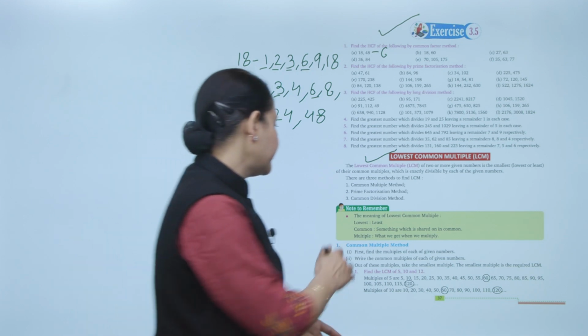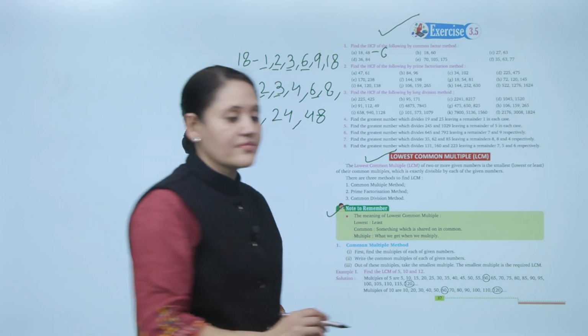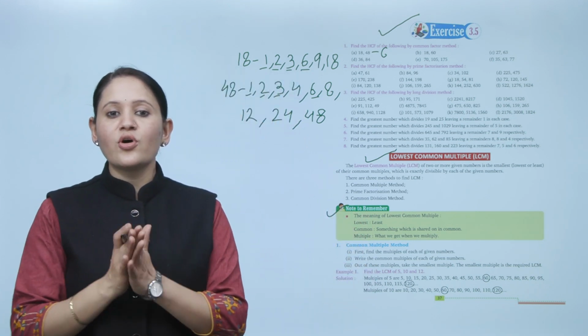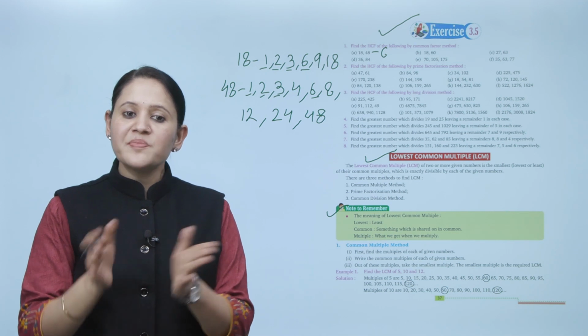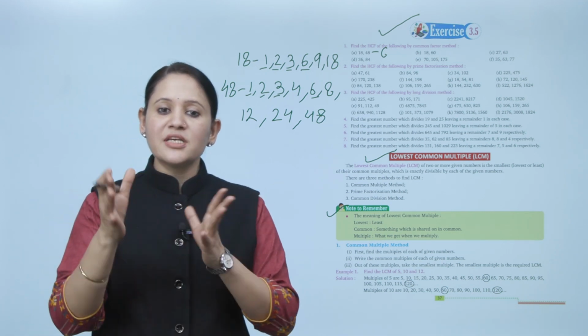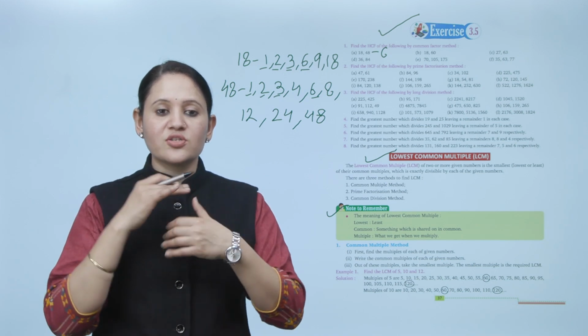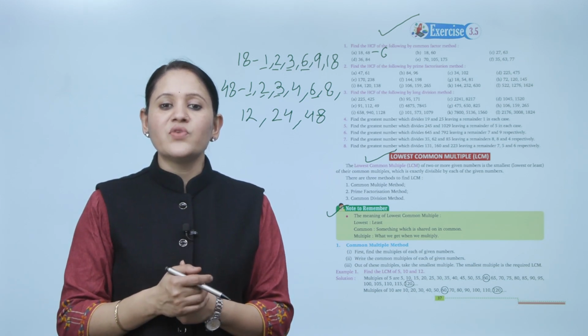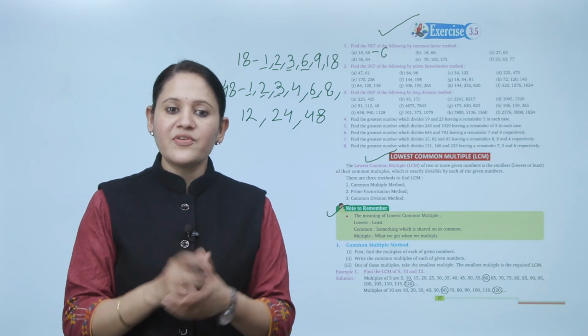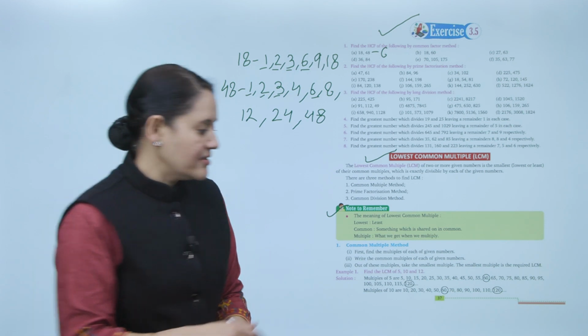Note to remember. The meaning of lowest common multiple. Lowest means least, common means something which is shared, means दोनों share कर रहे हैं जिसको. Multiple is what we get when we multiply. First is the common multiple method.